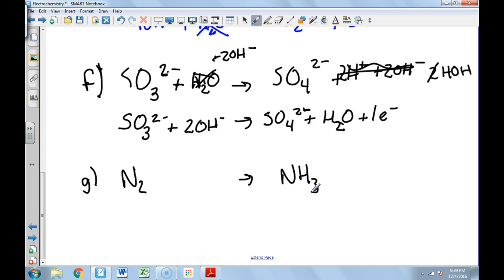Again, balance the non-hydrogen and oxygen atoms. So the nitrogens need to be balanced here. We don't need to balance the oxygens because there are none. So that means we just have to balance the hydrogens using H+. There's 6 on the product side, so we're going to go plus 6H+. And we know that it's basic, so we're just using the H+ as a placeholder. Now if we have 6H+ here, we're going to put plus 6OH minus here, and then 6OH minus here. This combines to form 6HOH.